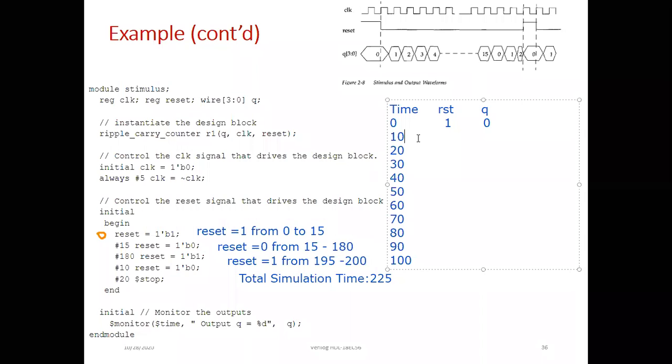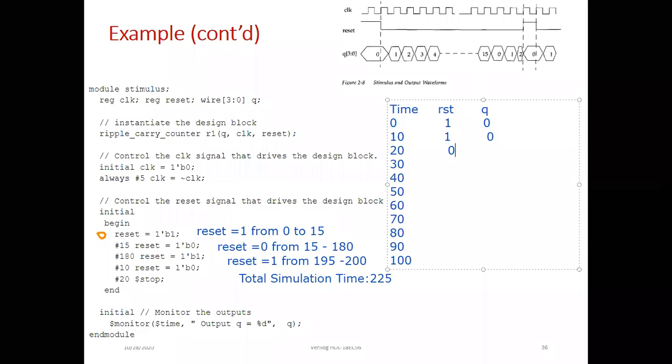Now at the time of 10, what is the reset value? Any idea? Reset is still 1 only. Reset is 1. What will be Q now? Still Q is 0 only. Next, now comes time 20. What is the reset value? Tell me. What is the reset value at time 20?